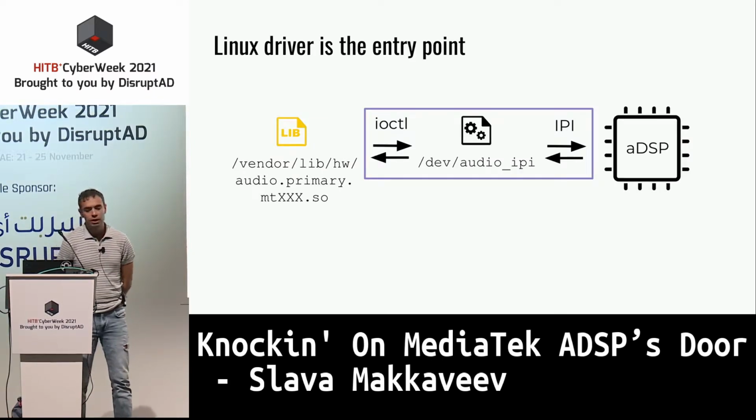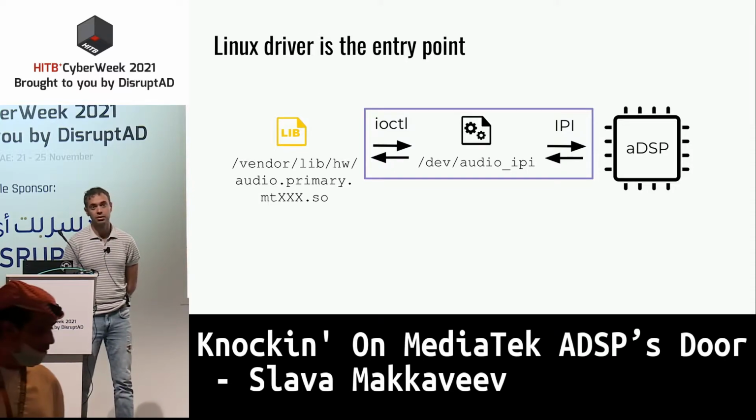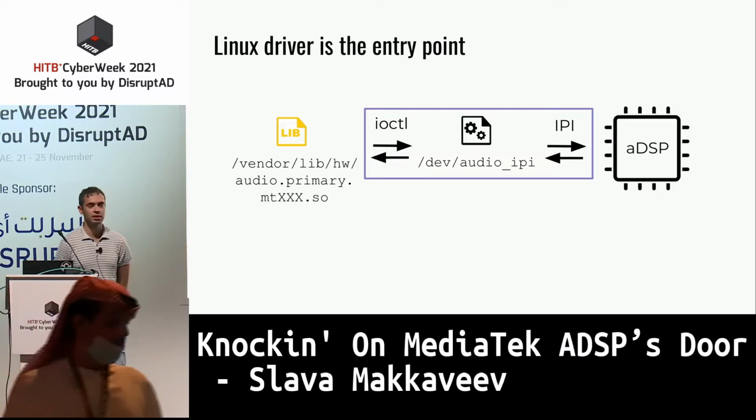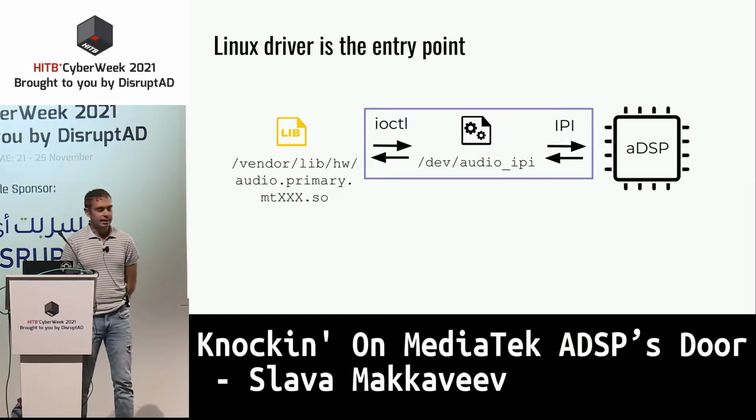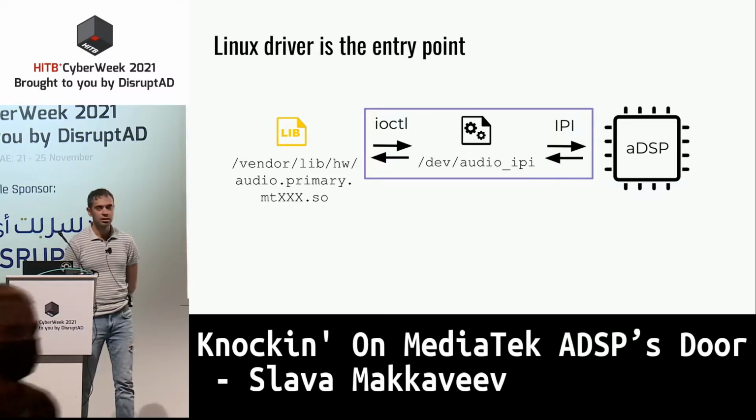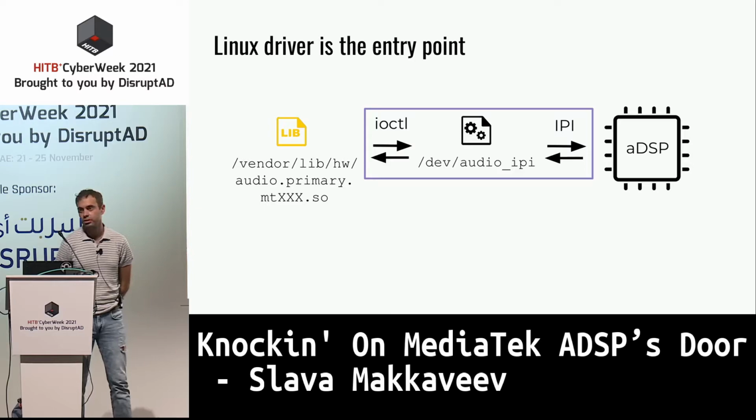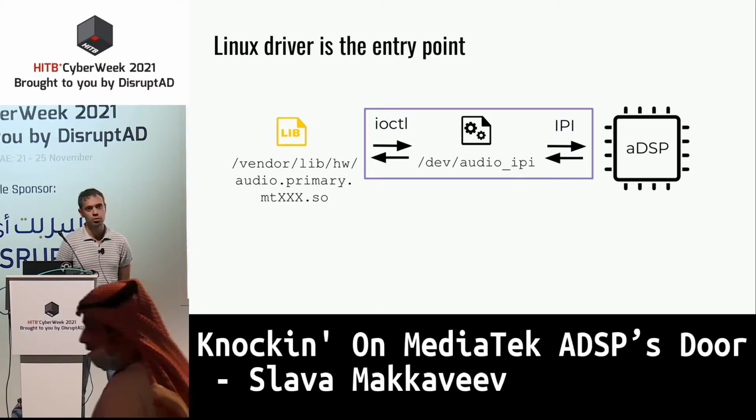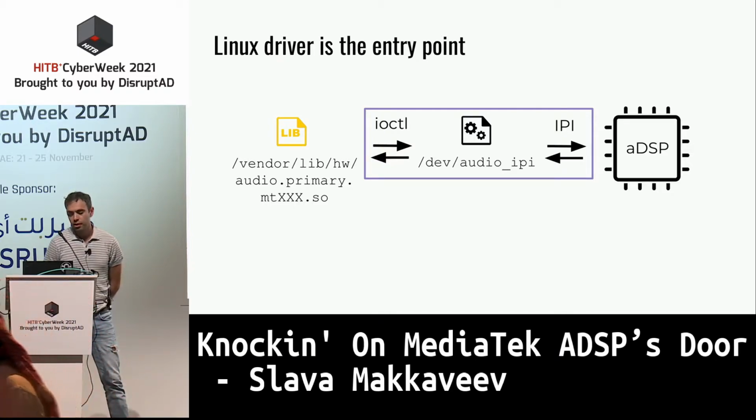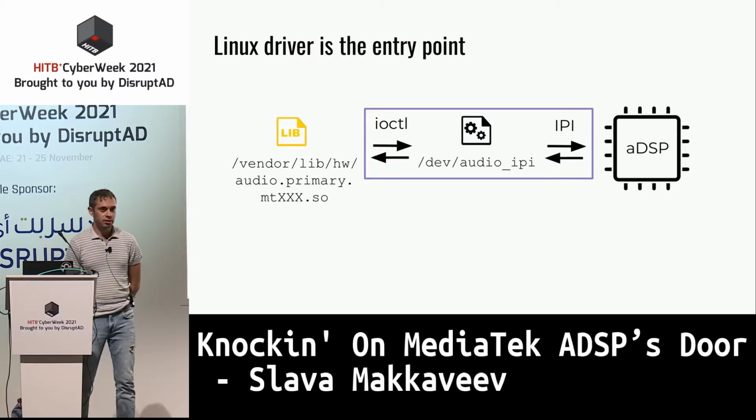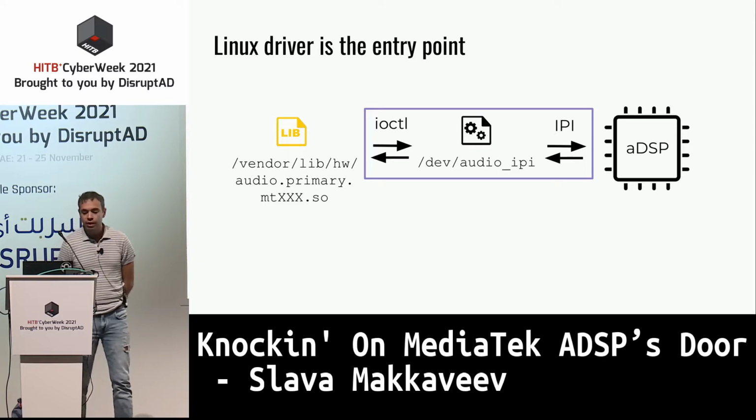In this research, I used Xiaomi Redmi Note 9 5G smartphone based on MediaTek Dimensity 800 SoC as a test device. So there are only a few media-related drivers on my test device, and it was not really difficult to find the driver responsible for communication with the audio DSP. Actually, it has a clear name, audio IPI. And a simple search for the driver name in the vendor partition allowed me to find the MediaTek API library, audio.primary.mt.so.